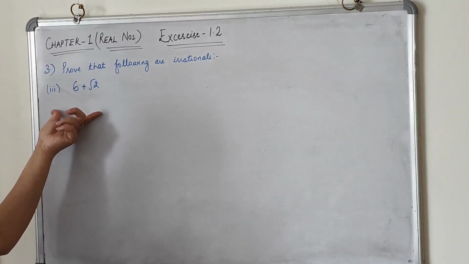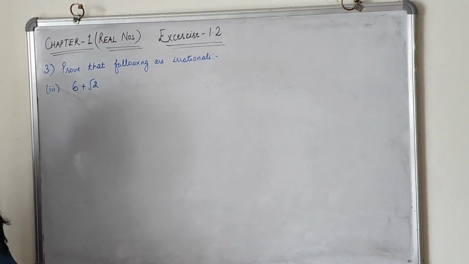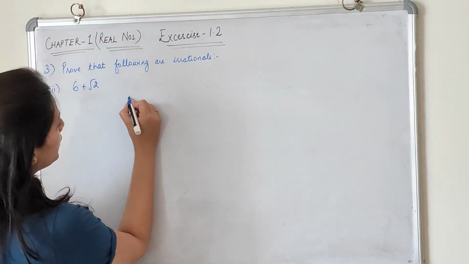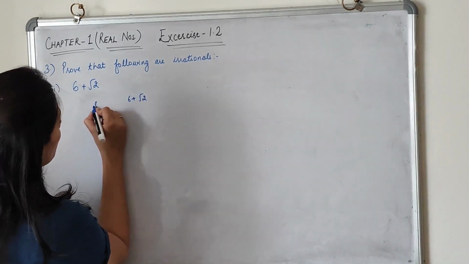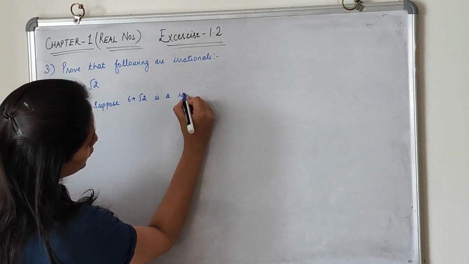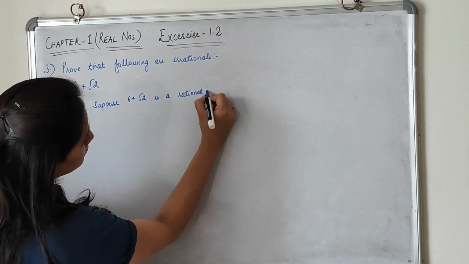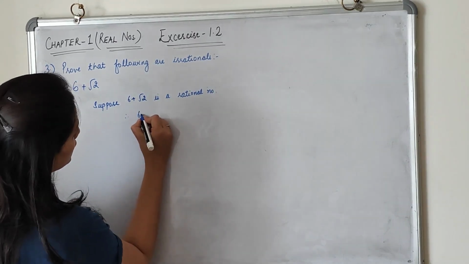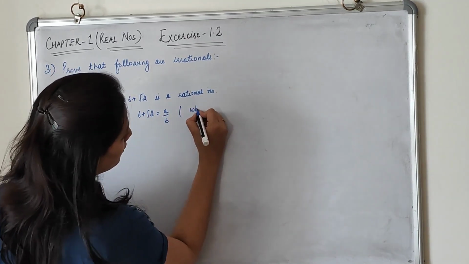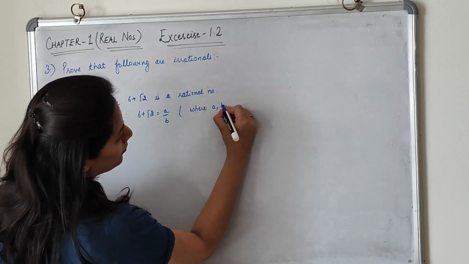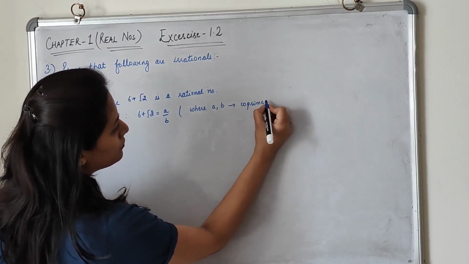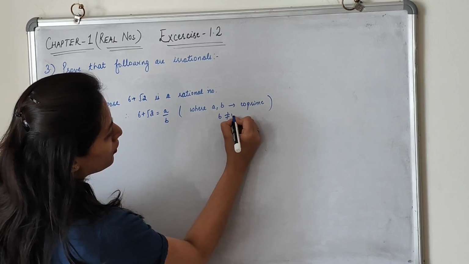Question number 3, part 3. Prove that 6 plus root 2 is an irrational number. Initially, we assume that 6 plus root 2 is a rational number. Therefore, 6 plus root 2 is equal to A by B, where A and B are co-prime numbers and B is not equal to 0.